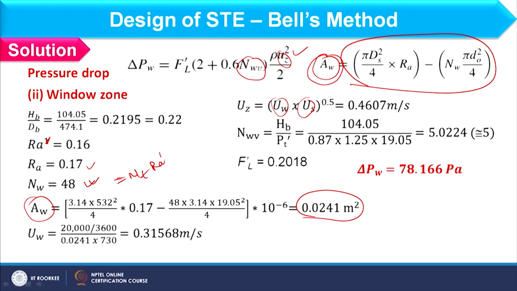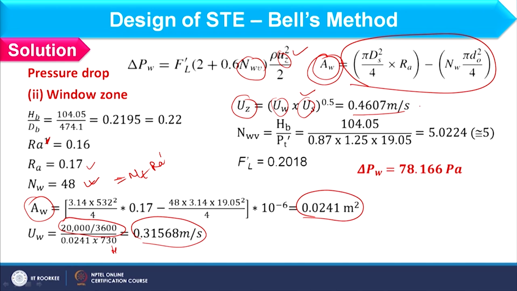Once you have the AW value, you already know the mass flow rate on the shell side, that is of kerosene, and the density of the kerosene. You can find out UW as 0.31568 meter per second. Considering UW as well as US, which you have already found in the HOC calculation, you can consider UZ as 0.4607 meter per second.